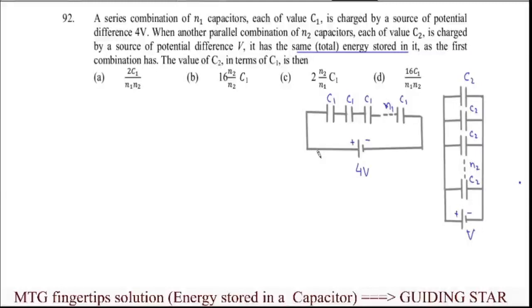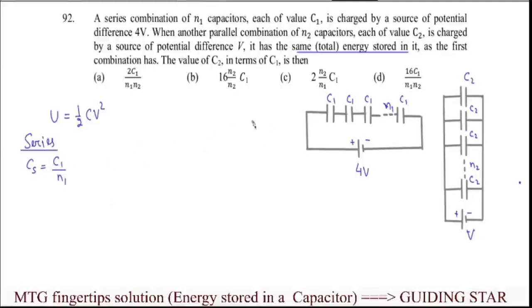Here we know the formula for energy, U equal to half CV square. If we can calculate the equivalent capacitance of the series and parallel combinations, then we'll get the energy, because the potential difference we know. So in the series combination, N1 equal capacitors are connected in series. The equivalent capacitance will be simply C1 divided by N1.